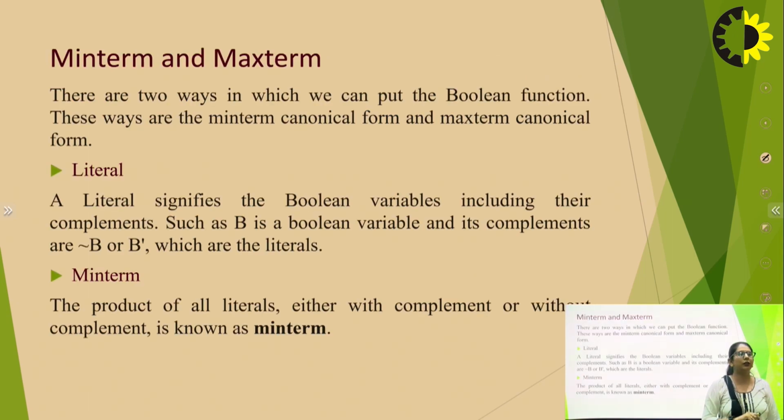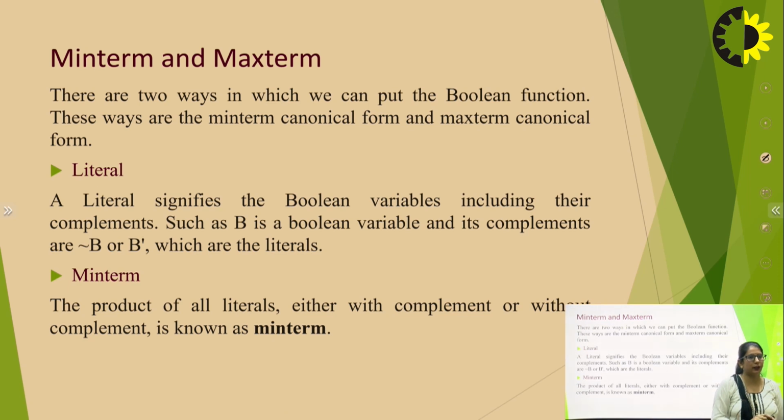Now let's proceed with the next terminology, that is minterm and maxterm. Why are we studying minterm and maxterm? Because sometimes in the K-map the function is given in that expression form, and if you are not able to understand it, how will we solve it using the K-map, right? So these are the 2 ways in which a Boolean function can be put, minterm and maxterm.